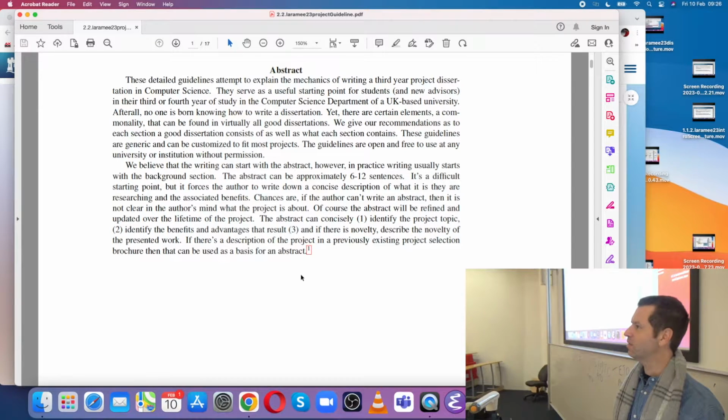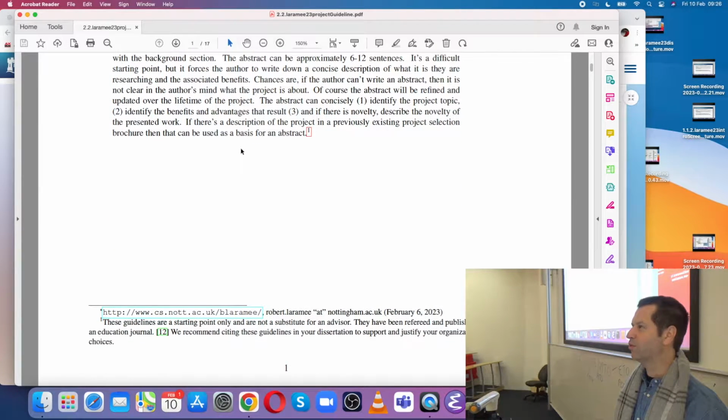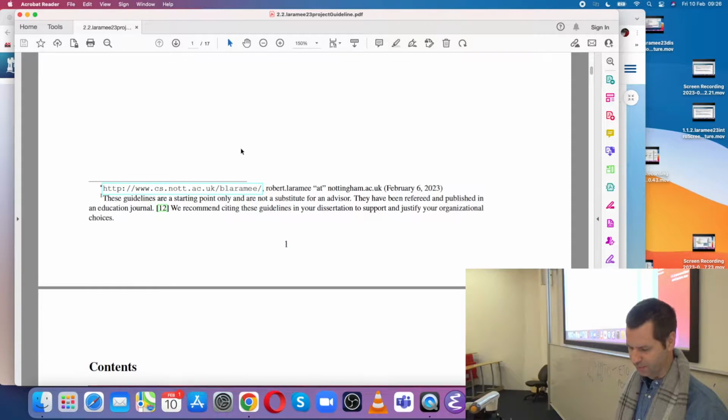Does that make sense? So these are very detailed guidelines, right? 17 pages long. We're not going to go through every section in this much detail. These are for reference. We're just going to look at these briefly.